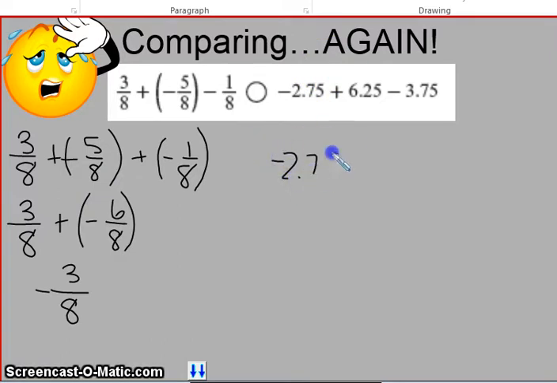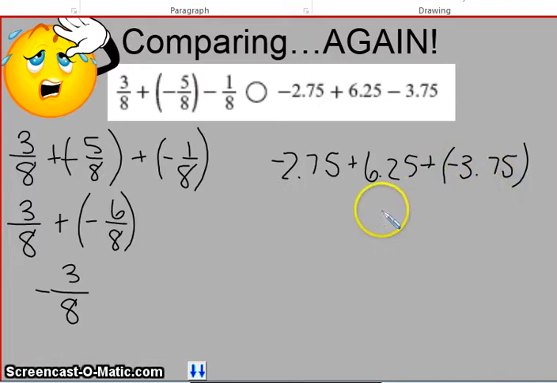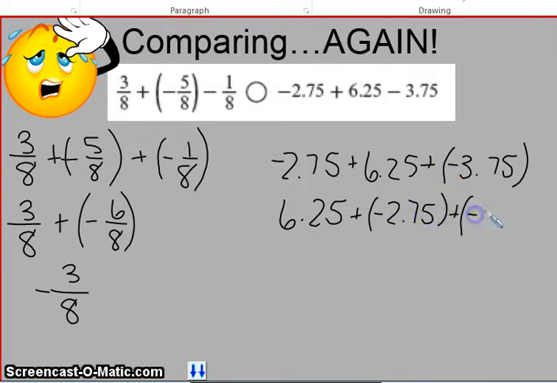Negative 2.75 plus 6.25. And then instead of minus 3.75, I'll write plus a negative 3.75. Now I'll group together my like signs. 6.25 is my only positive term. Then I've got plus a negative 2.75 plus a negative 3.75.